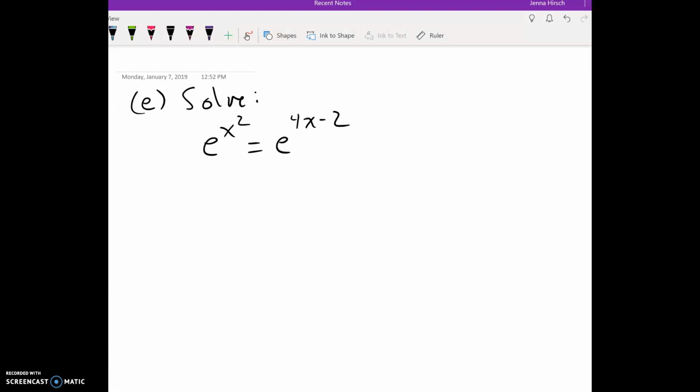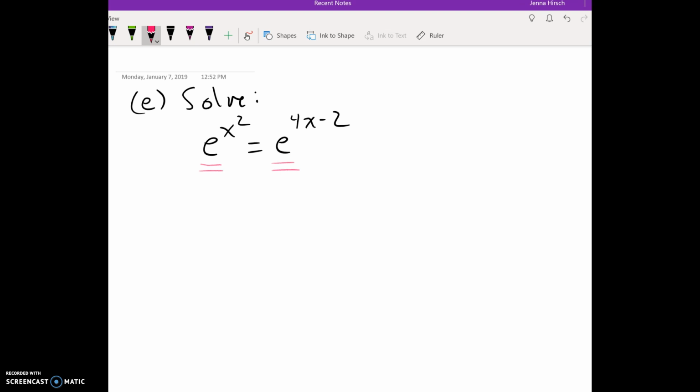So let's take a look at our last example for these types of questions, and that is we want to solve e raised to the x squared power is equal to e raised to the 4x minus 2 power. And remember, when we're solving exponential equations, the first thing that we really want to check, because it's the easiest thing to do, is to see if we can use the one-to-one property. And remember, we use the one-to-one property if we can either write it as the same base or we have the same base. And look, we do. We have the same base on both sides. So we can use the one-to-one property here.